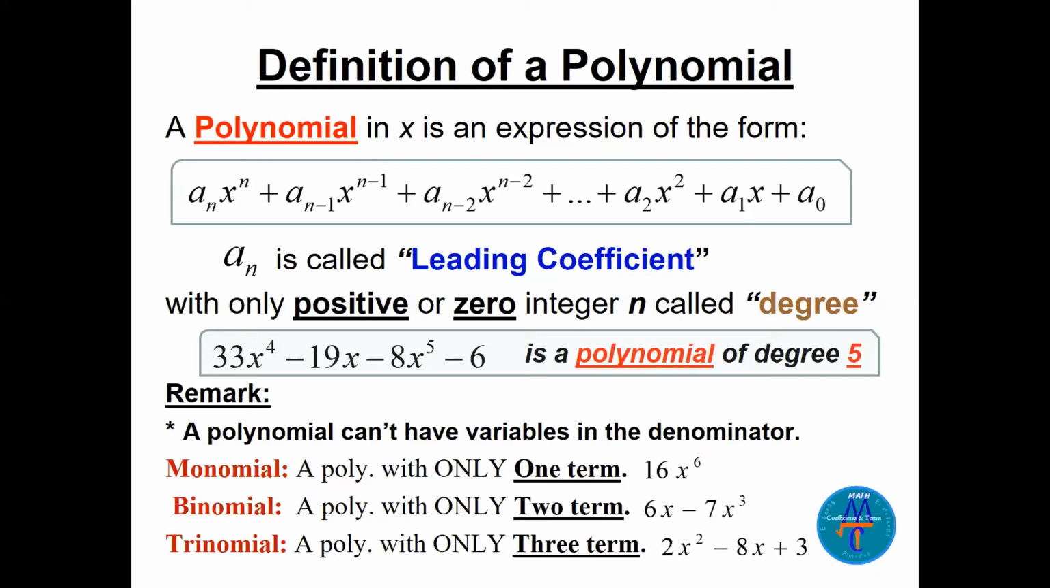Now, in polynomials, we have 3 easy types. I just listed them here. If you see the word monomial, see this is mono. It means 1. 1 what? It means a polynomial with only 1 term. It's very clear. When you see binomial, bi means 2, so a polynomial with only 2 terms, like this example here. If you see the word trinomial, you will see it many times in algebra and other math courses. Trinomial is a polynomial of 3 terms. That's an example here.